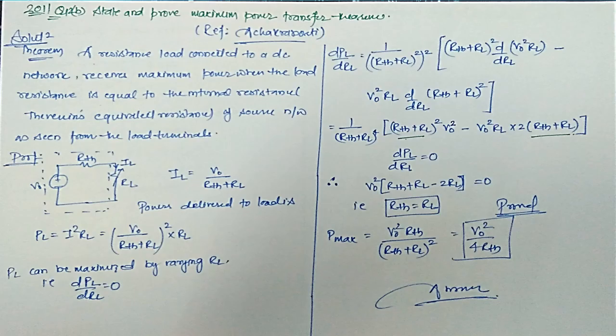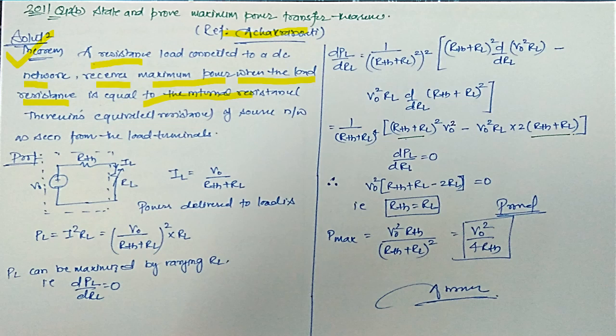Okay. Next question is question number 12b. The question is: state and prove the maximum power transfer theorem. Again, I have taken this from A. Chakravarti's book. So the statement of the theorem is: a resistance load connected to a DC network receives maximum power when the load resistance is equal to the internal resistance.